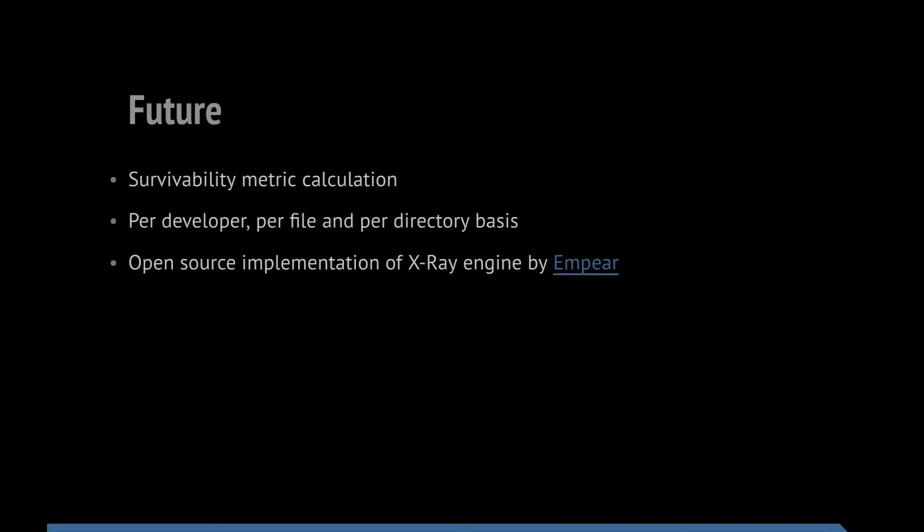In the future, we want to turn these plots into some metric, like survivability metric, which should correlate with the overall architecture quality, I guess. We would like to do that per developer, per file, and per directory. And as soon as we do that, we will kill per 6-ray engine because it does exactly that. Thank you.